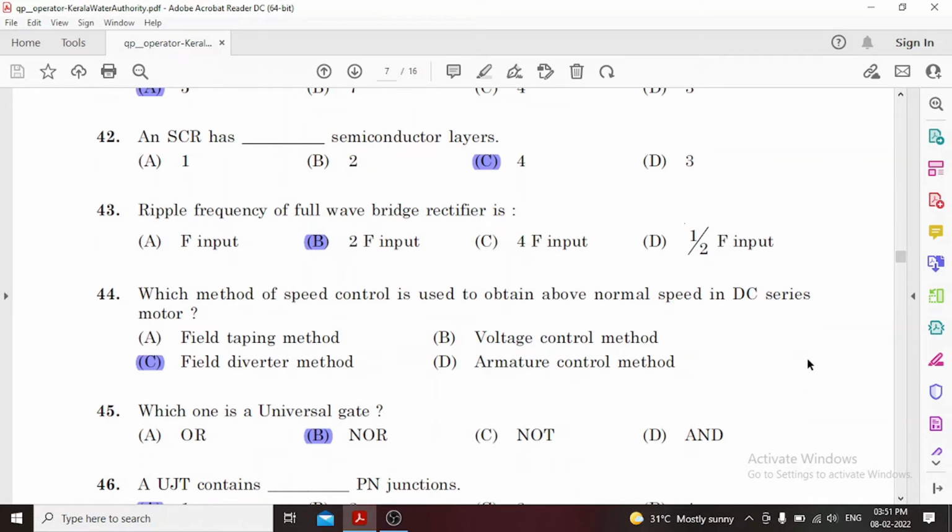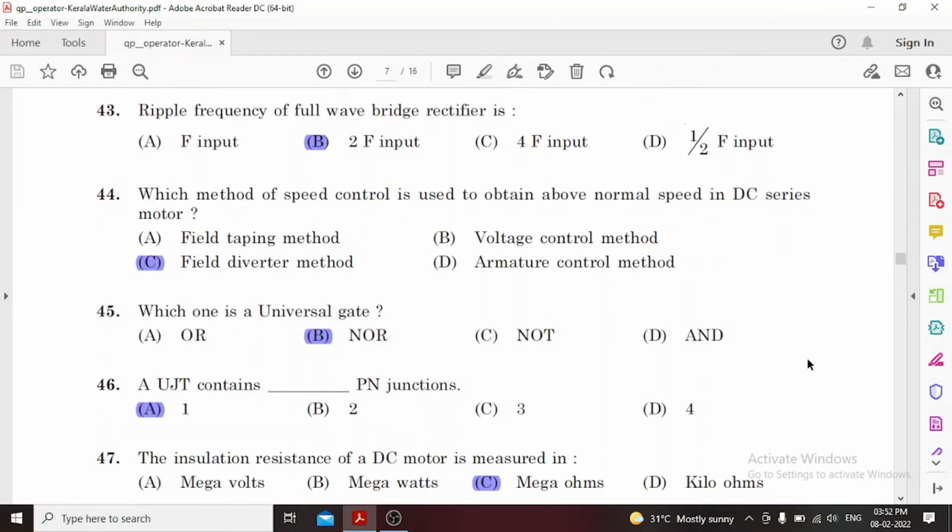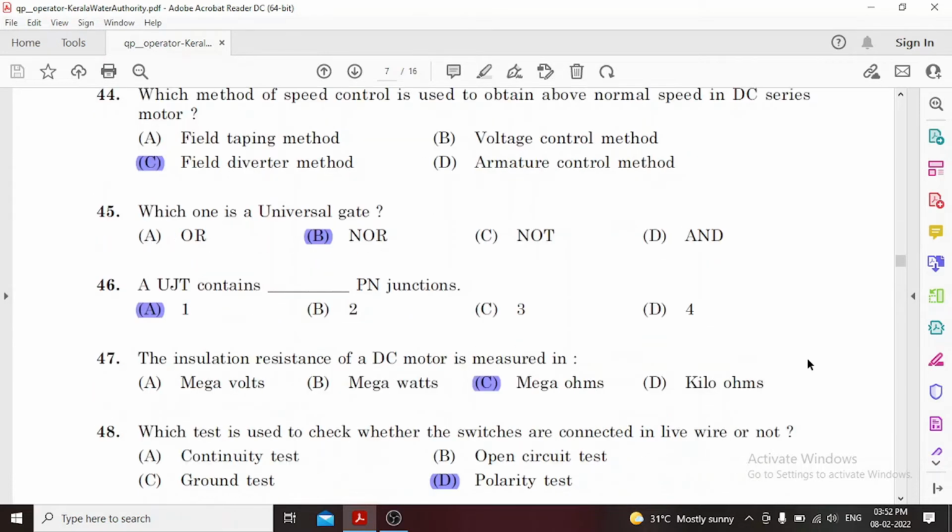44. Which method of speed control is used to obtain above normal speed in DC series motor? Field diverter method. Option C, field diverter method. 45. Which one is a universal gate? NOR. Option B, NOR. 46. A UJT contains dash PN junctions. 1. Option A, 1.